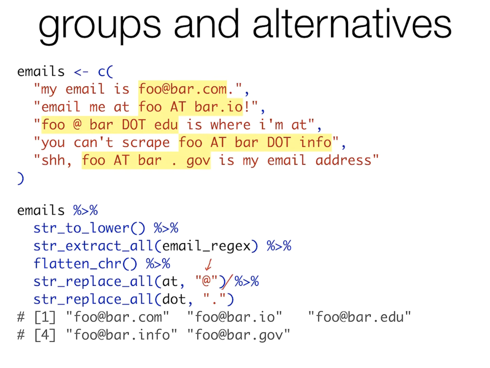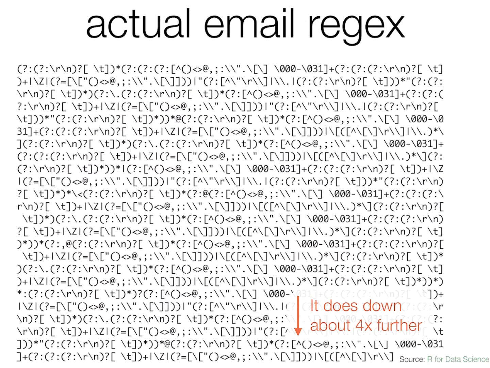Or in dot, we have the dot right there, and now we're going to actually get all of our email addresses back, and we're getting them back formatted in a way that we can actually embed them directly into some kind of email client to send emails. Now, if we were actually doing this, the actual regular expression that matches email addresses is significantly more complicated. This is from the book R for Data Science. You can look it up there, and it goes down about 4 times further than this. So in general, the actual rules for email addresses, the actual standard, can be very complicated.